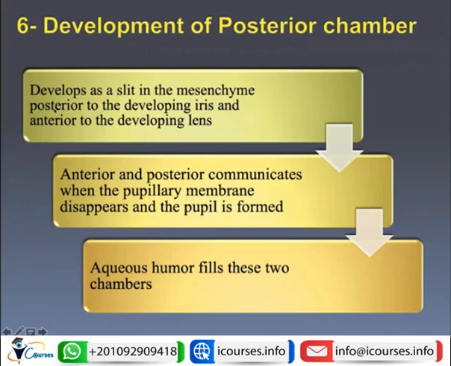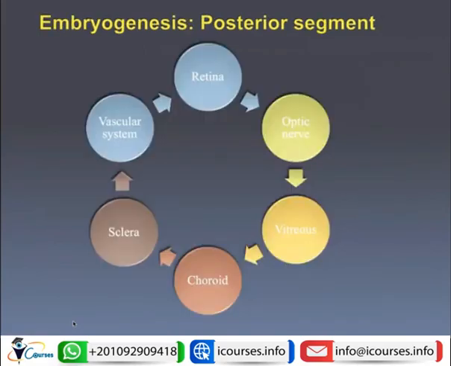So the area occupied by the posterior chamber will have mesenchymal cells. The mesenchymal cells will undergo selective atrophy at this area, leading to formation of the posterior chamber. Then, when the pupillary membrane disappears, there will be communication between the anterior and posterior chamber, and after secretion of the aqueous, the aqueous will circulate freely between the posterior and anterior chamber through the pupil. So here we finished the development of the anterior segment.